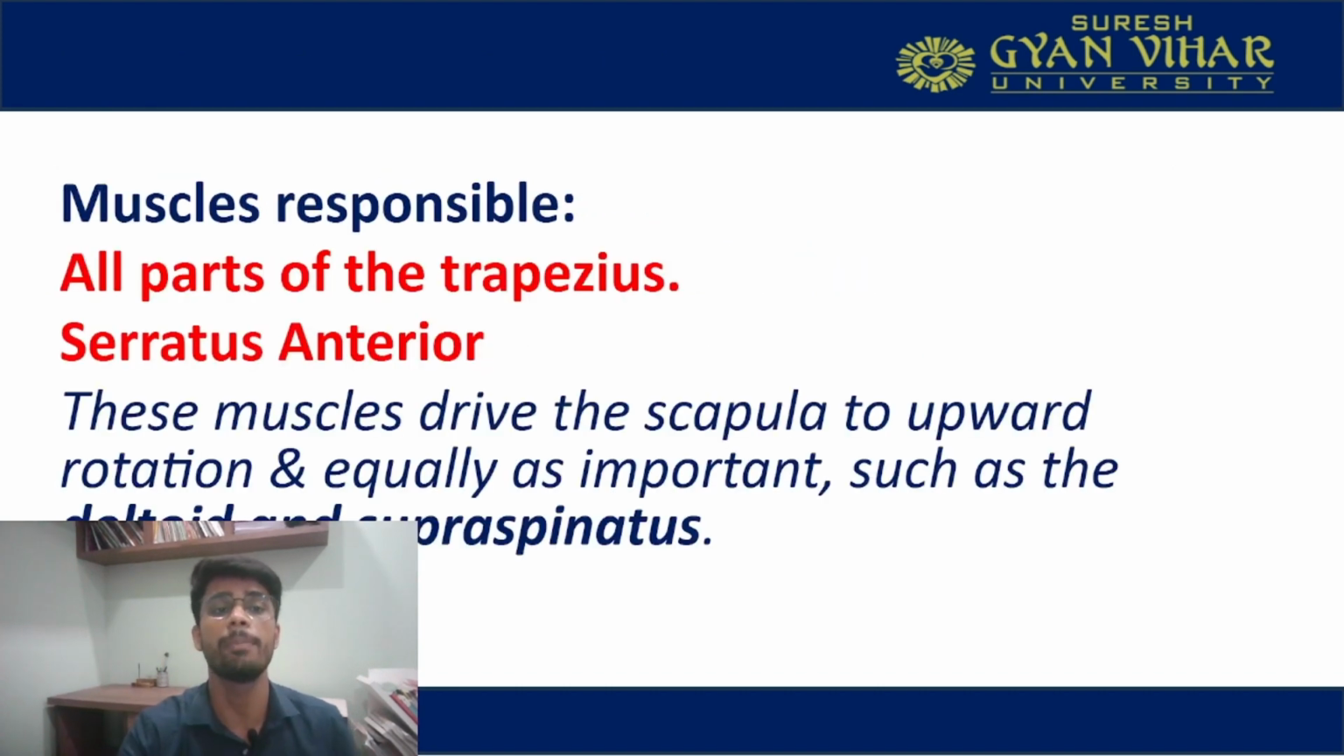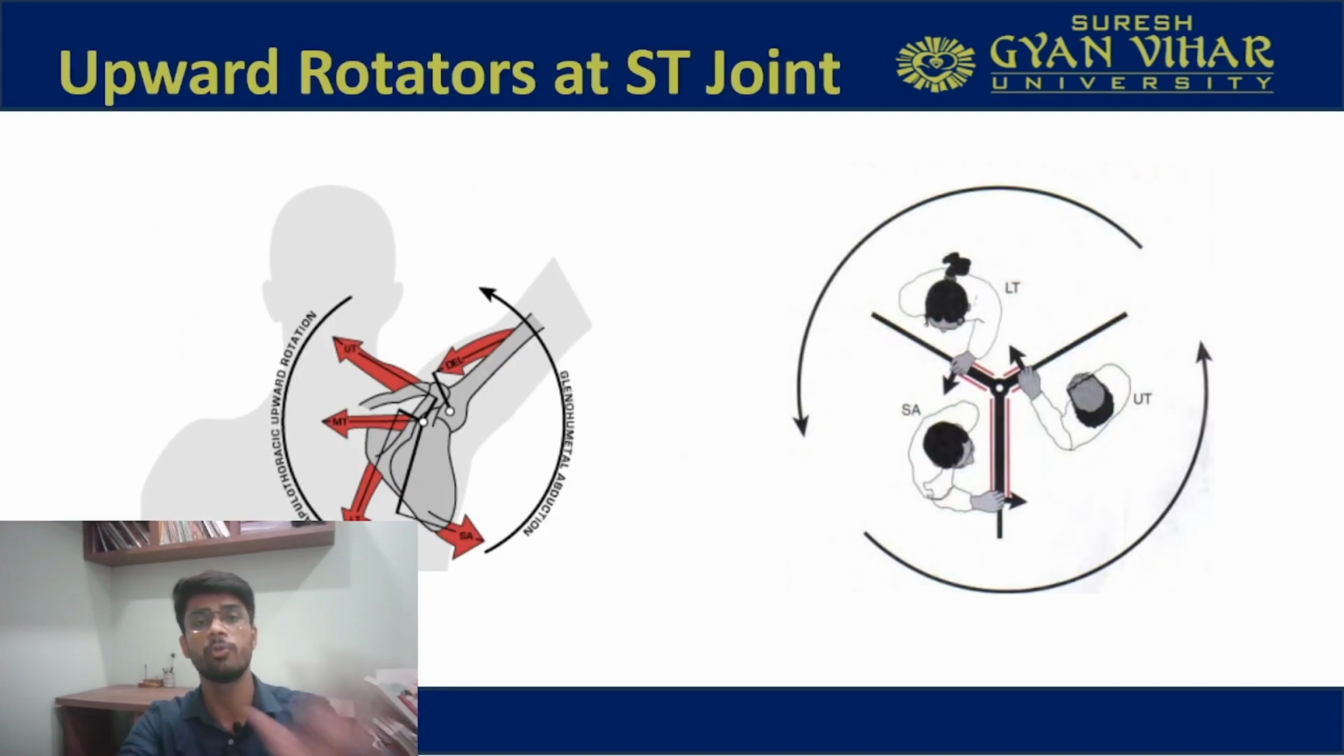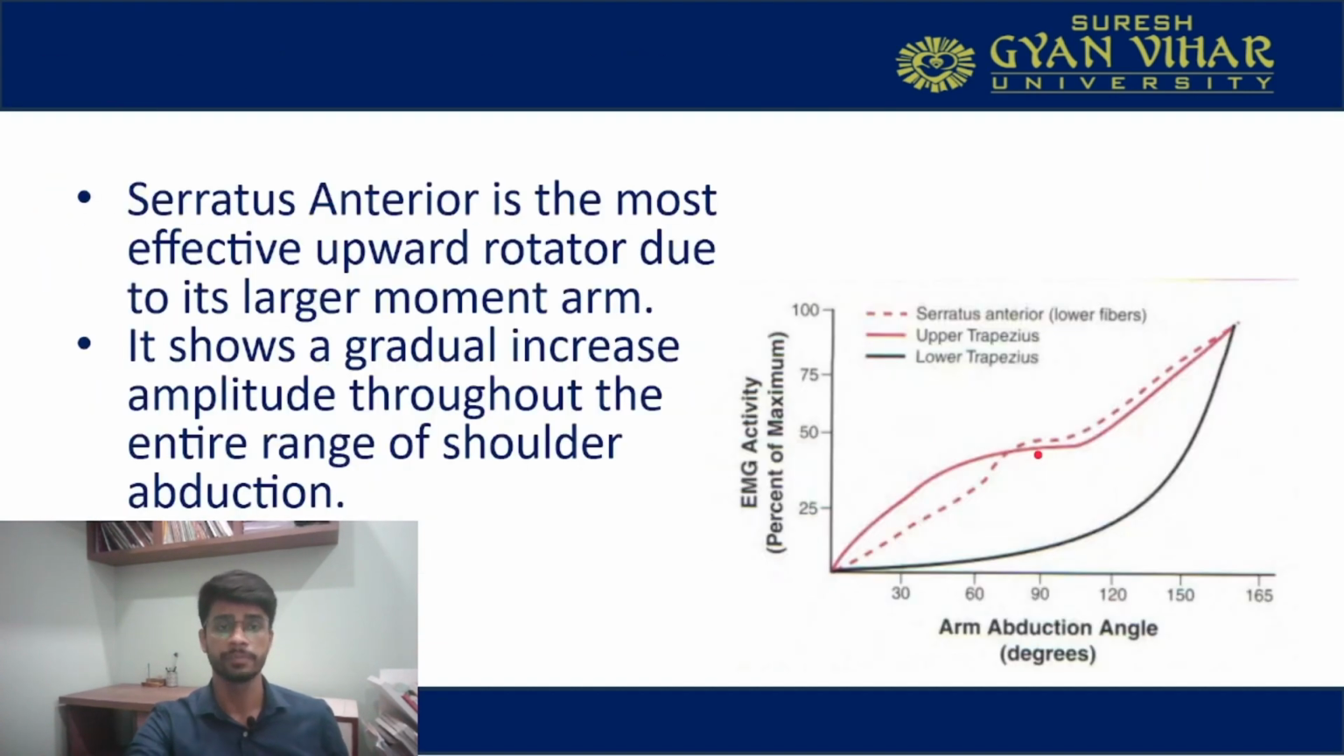And for the upward rotation, all parts of the trapezius are responsible, and the serratus anterior muscle is responsible. So these muscles drive the scapula into upward rotation, and equally important are the deltoid and supraspinatus muscles. So these are the main muscles causing the upward rotation of the scapulothoracic joint. This is your upper trapezius, lower trapezius, and your serratus anterior.